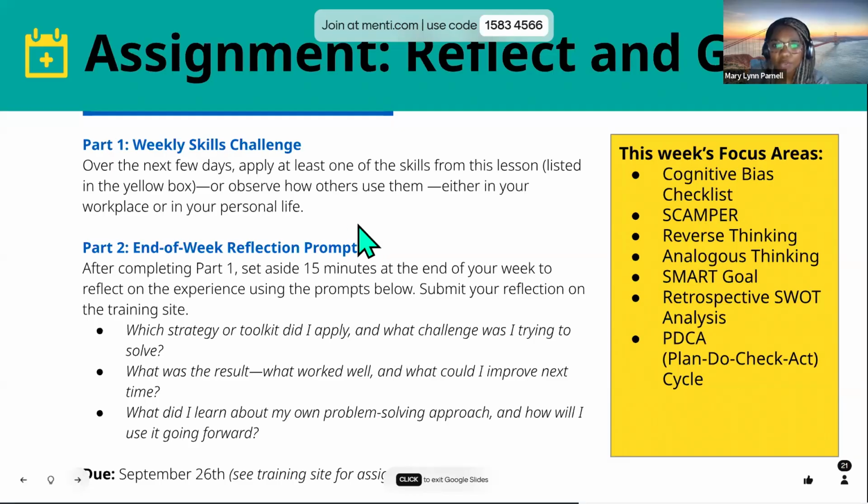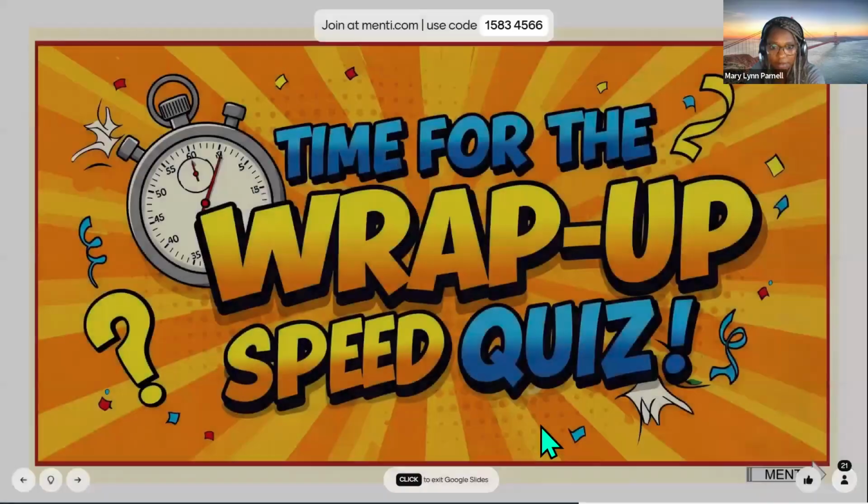Observe how others use them, either in your workplace or in your personal life. And then part 2 is your end of the week reflection. So after completing part 1, spend 15 minutes at the end of your week to reflect: which strategy or toolkit did you apply, what challenges were you trying to solve, what was the result, what worked well, and what could you improve for the next time? And what did you learn about your own problem solving approach, and how will you use it going forward? And that is that part.